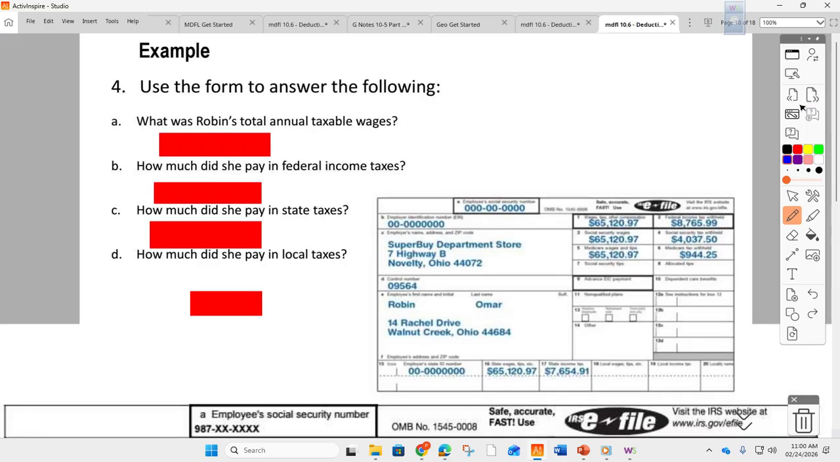All right. So we're using the form. This is basically a W-2 form. This is something that the department store gave to Robin Omar to give her income and the taxes, the money that was withheld from her check each year. So this is an annual statement.